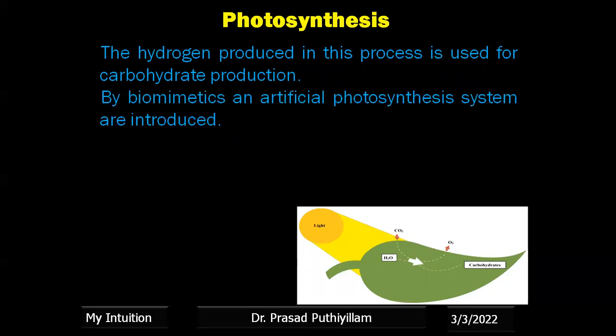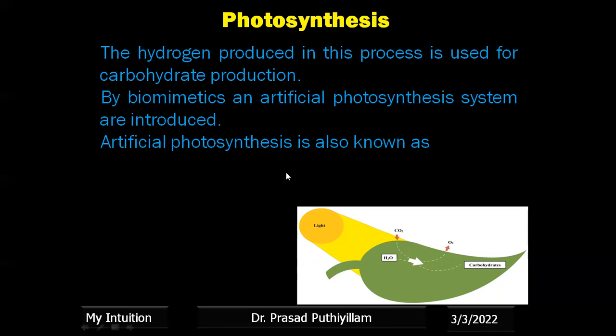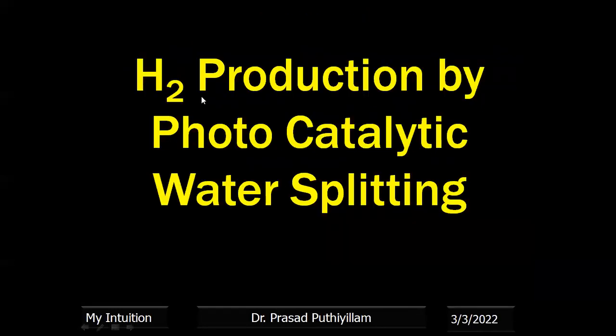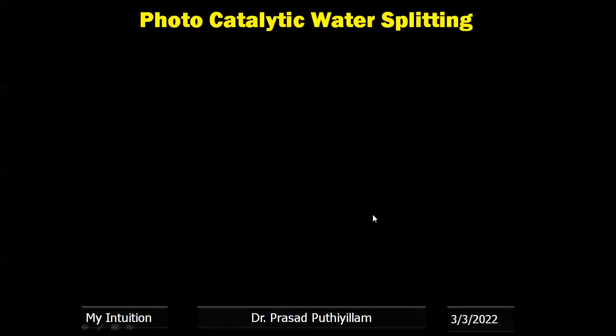The hydrogen produced in normal natural photosynthesis is used for carbohydrate production. By copying that process, or by biomimetics, artificial photosynthesis can be done, and it is known as photocatalytic water splitting as well as photoelectrocatalytic water splitting. So two concepts are there. First one, that is photocatalytic water splitting.